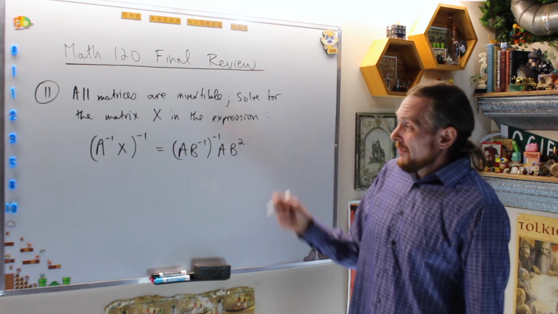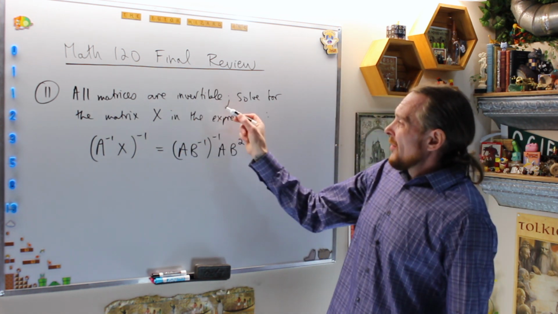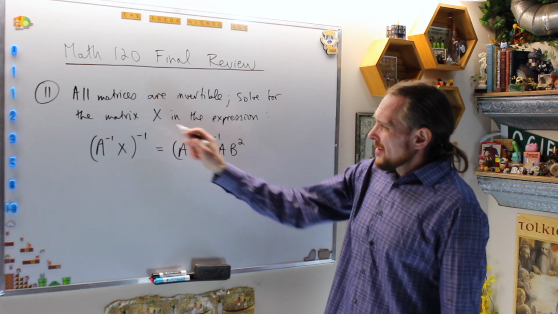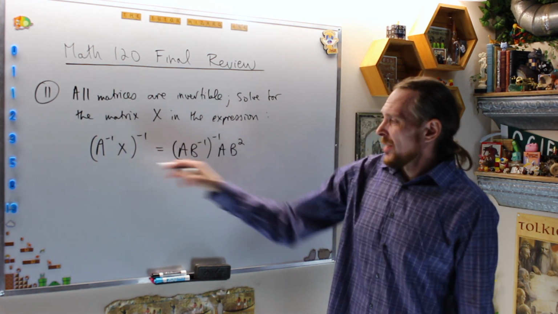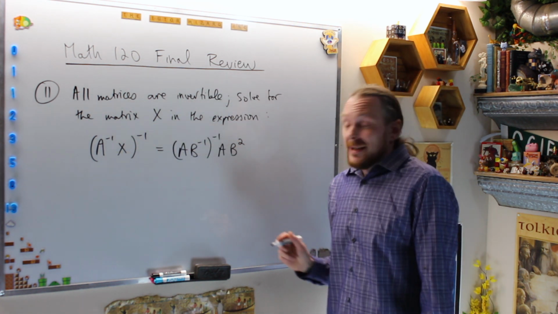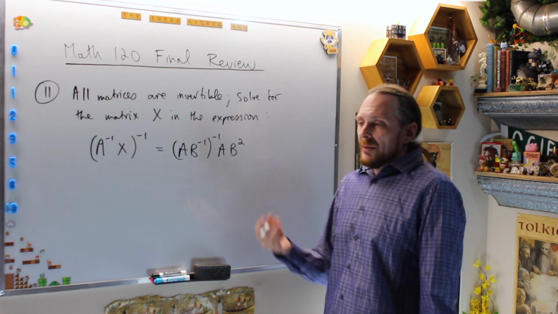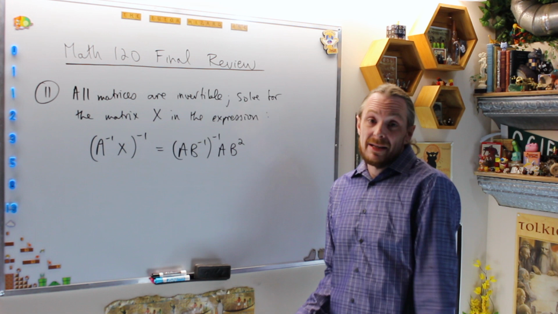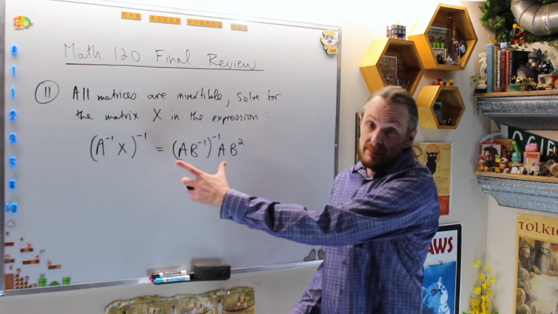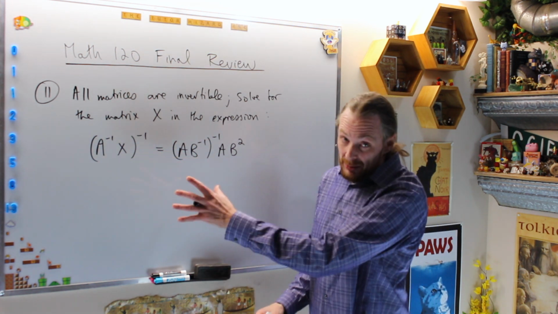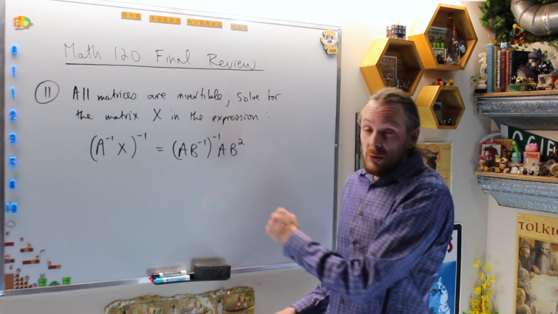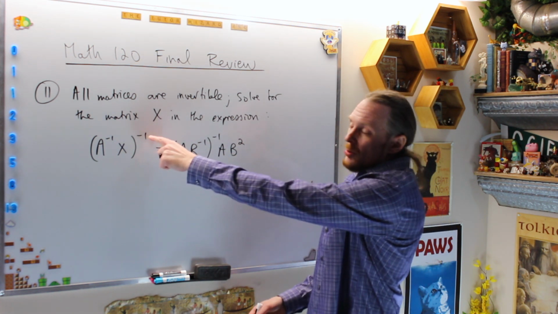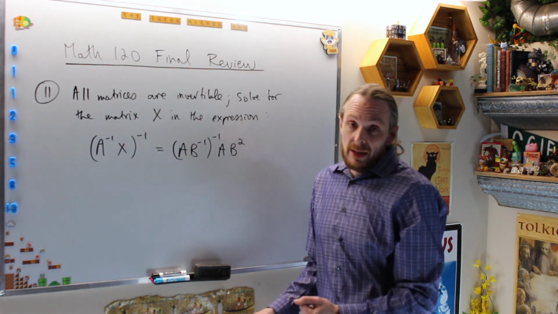What number 11 wants is, all the matrices involved are invertible, it tells us, and then it wants us to solve for the matrix X in this expression. Before we start, let's list all the rules and properties of inverses and matrices that I'm going to want to use to manipulate this equation. Remember, this is a matrix equation, not a real number equation anymore, so we're going to use rules, but not all of the rules are exactly the same as for real numbers.